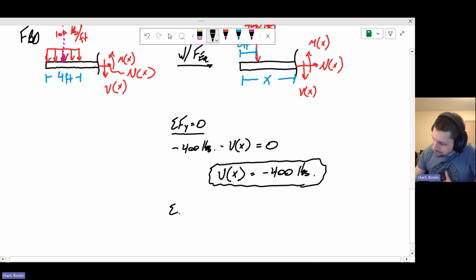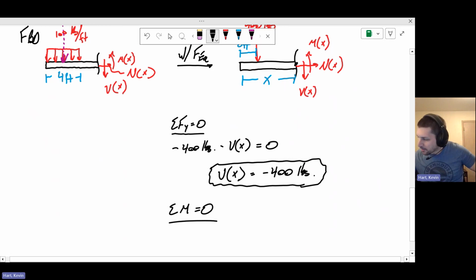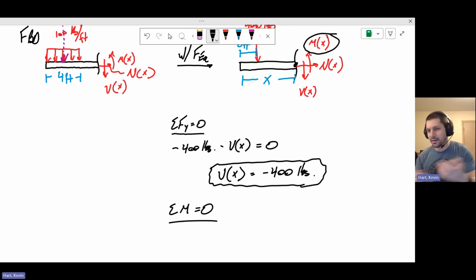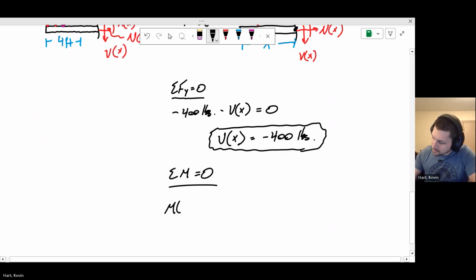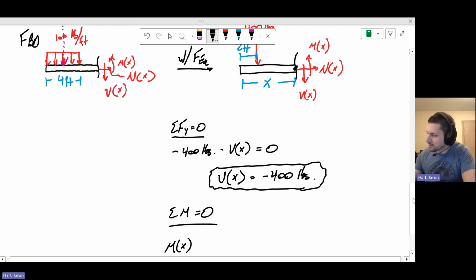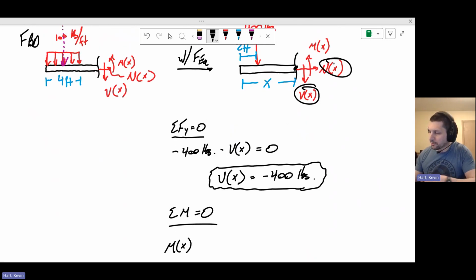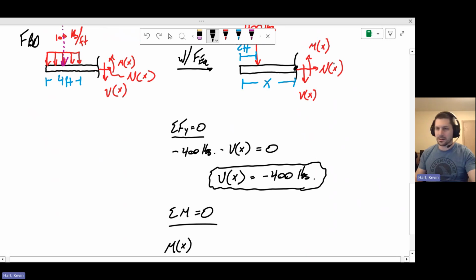Now let's sum our moments. Again, I'm going to sum my moments about this cut, so standing at the cut and summing my moments there. We have this discrete moment that's applied inside of the bar, this internal moment. What we're solving for is the moment at any location X along the length of the bar. And I have to think about how the other forces are contributing to the moment. Well, the shear and the normal force are running right through the point where I'm standing, so they're not going to have any contribution to the moment.